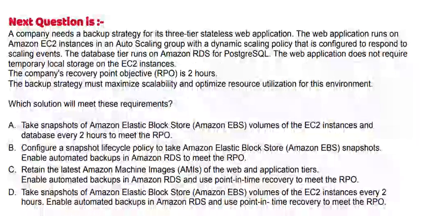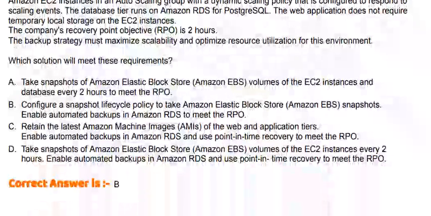Option B. Configure a snapshot lifecycle policy to take Amazon Elastic Block Store snapshots. Enable automated backups in Amazon RDS to meet the RPO. Option C. Retain the latest Amazon machine images of the web and application tiers. Enable automated backups in Amazon RDS and use point-in-time recovery to meet the RPO. And option D. Take snapshots of Amazon Elastic Block Store volumes of the EC2 instances every 2 hours. Enable automated backups in Amazon RDS and use point-in-time recovery to meet the RPO. And the correct answer is option B.